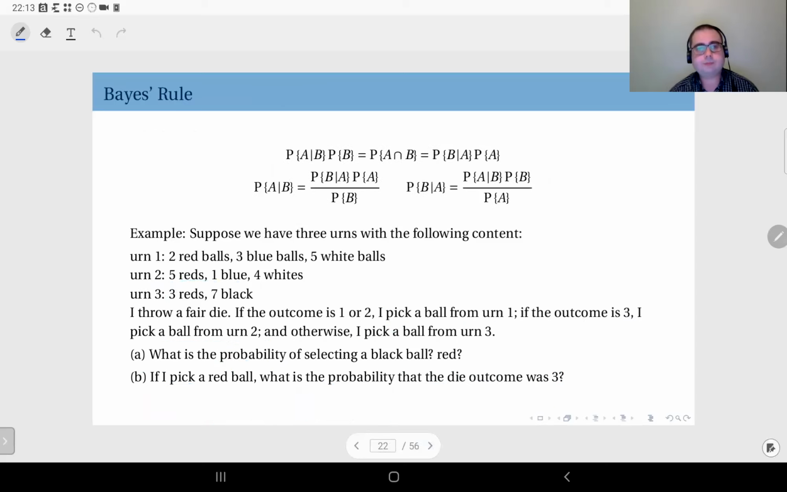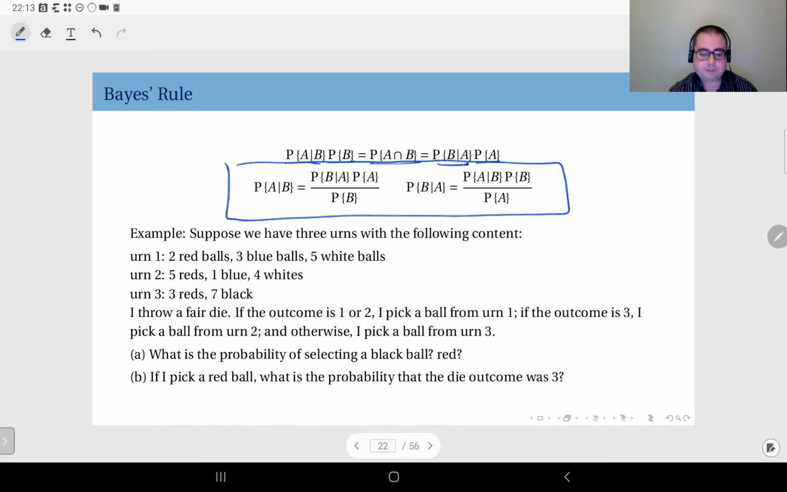Using Bayes' rule. Since we know that the probability of A given B times probability of B is equal to the probability of the intersection, I can write it the other way around: probability of B given A times probability of A. So from probability of A given B, I can obtain probability of B given A and vice versa, and the expressions are given here. Okay, so how are we going to solve this question? What is the probability that the die outcome was 3 given I pick a red?